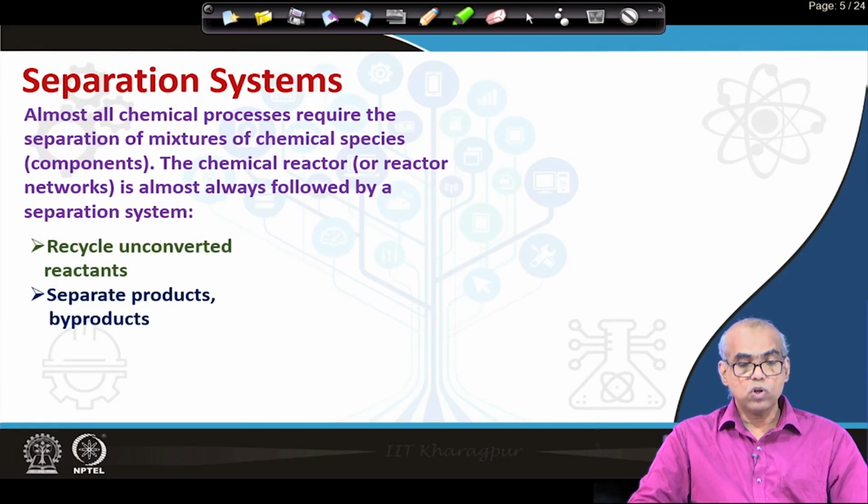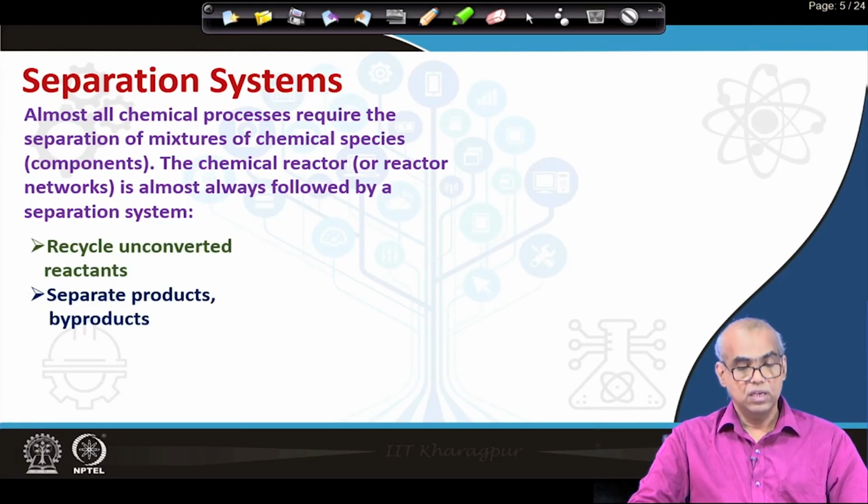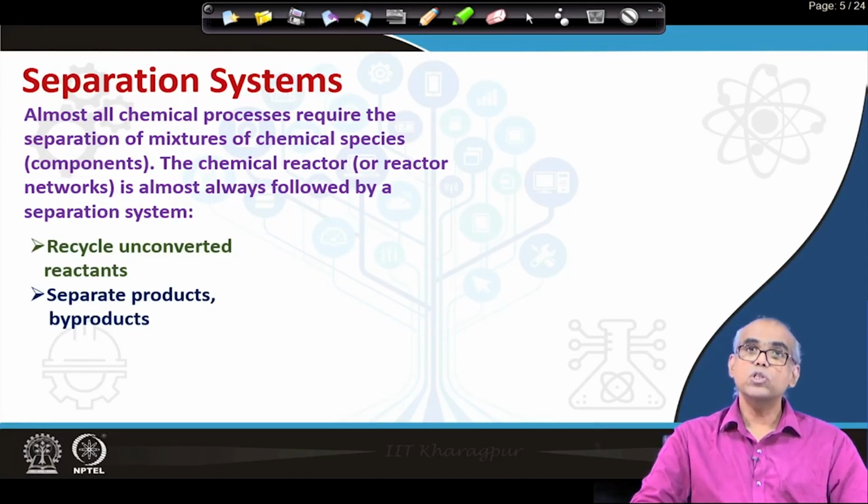As we said, almost all chemical processes require the separation of mixtures of chemical species or components. The chemical reactor is almost always followed by a separation system. This is because you would like to recycle unconverted reactants. So, the unconverted reactants present in the effluent stream have to be separated and recycled back for improved process economics. You also need to treat the effluent stream to separate products and byproducts.